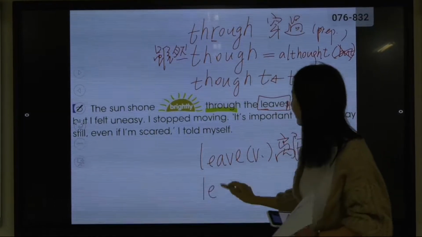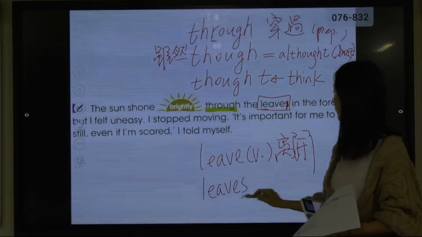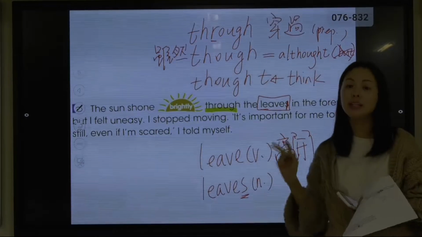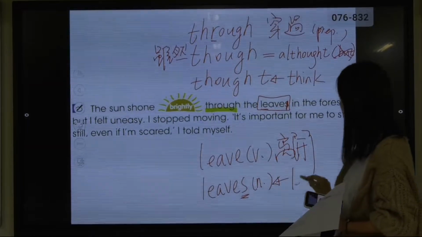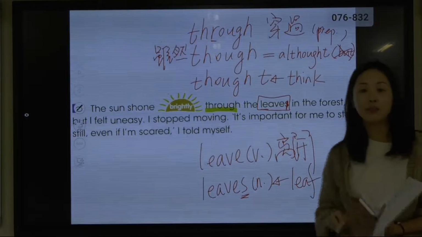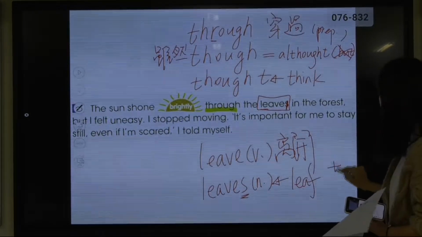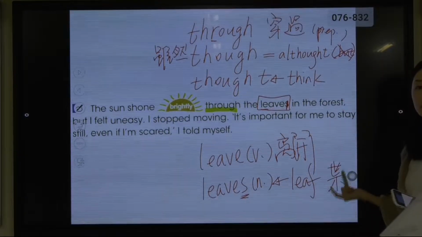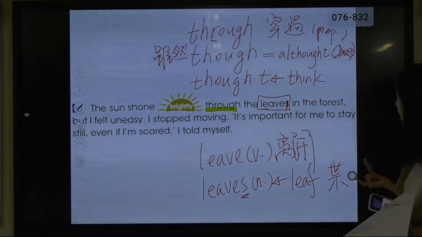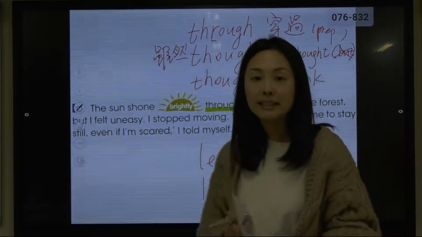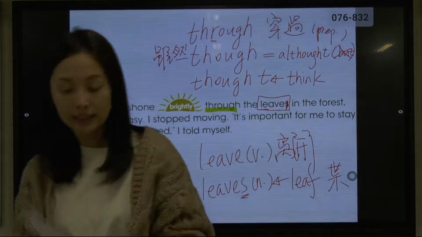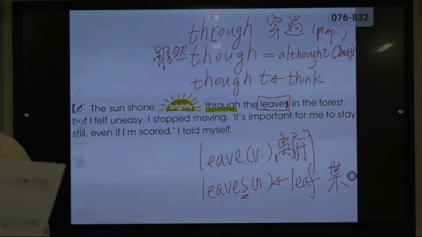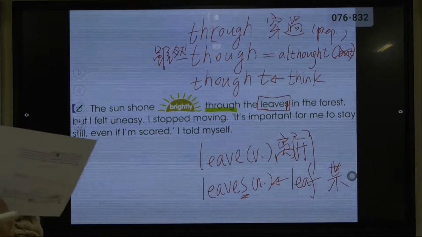But here, leaves with the E. This one is a noun, okay? It is the plural form of L-E-A-F, leaf. It means 樹葉. Okay, all the words look similar, but the meaning is different, okay? But I felt uneasy, okay? Uneasy, not easy, okay? I stopped moving. It is very important for me to stay still, even if I am scared.